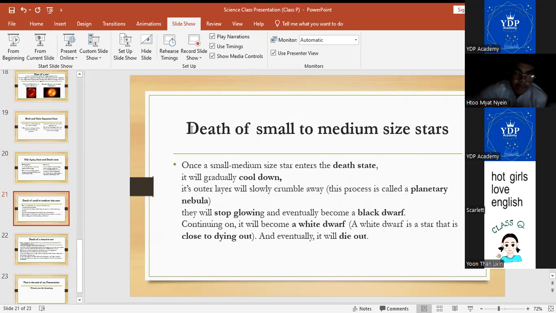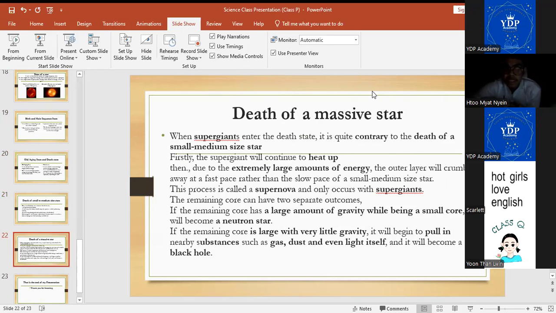The next one would be death of small to medium-sized stars. Once a small to medium-sized star enters the death state, it will gradually cool down. Its outer layer will slowly crumble away. This process is called a planetary nebula. They will stop glowing and eventually become a black dwarf. Continue on, it will become a white dwarf. A white dwarf is a star that is close to dying out, and eventually it will die out.